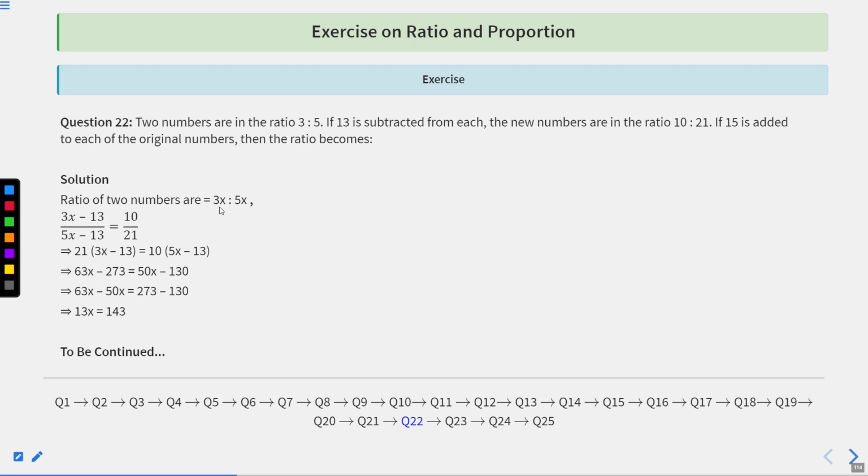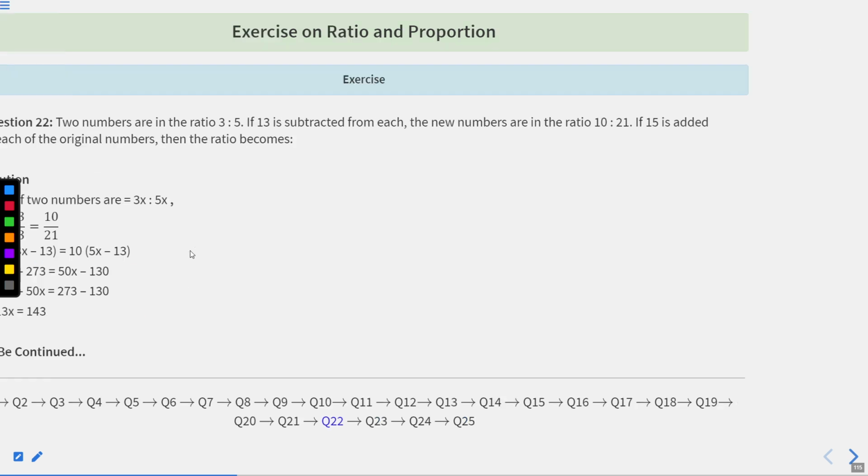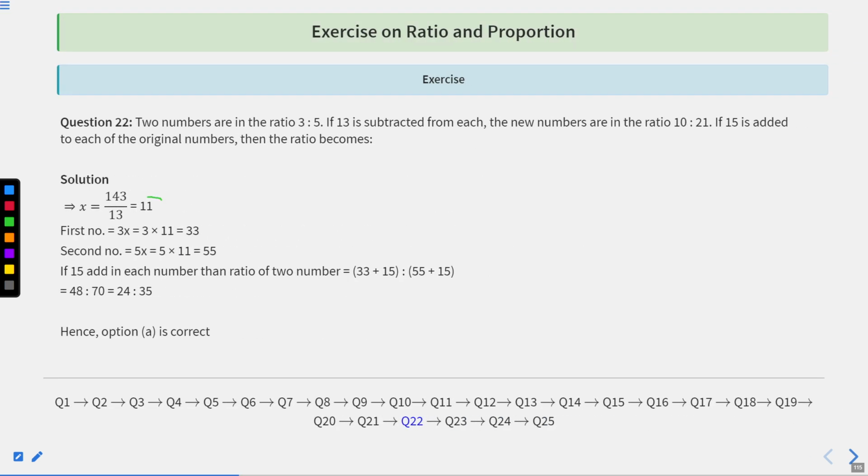Ratio of two numbers are 3x is to 5x. So (3x minus 13) upon (5x minus 13) is going to be 10 upon 21. So this is given to us in the question. When you do the cross multiplication, you will get 21 times (3x minus 13) equal to 10 times (5x minus 13). So this implies that 63x minus 273 is equal to 50x minus 130, and this will give you 13x equal to 143. So that means x is equal to 11.